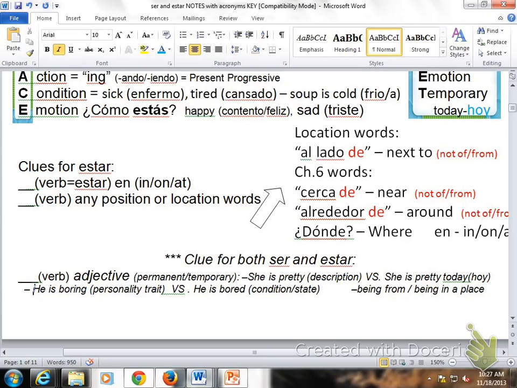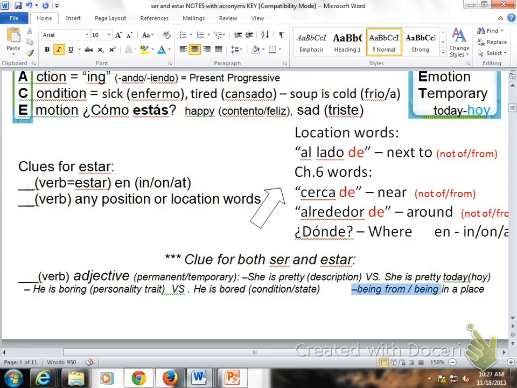Okay. The other slide that we looked at, he is boring. That's a personality trait, which should be ser. We're talking about a characteristic of somebody or describing somebody. That would be ser. But what if he's bored? Right, because we're not always going to be bored. Well, some people are, but it's a condition or a state that changes, so it will always be estar.